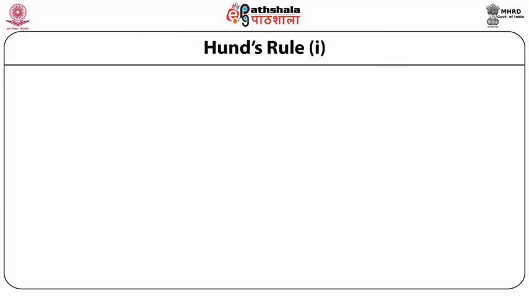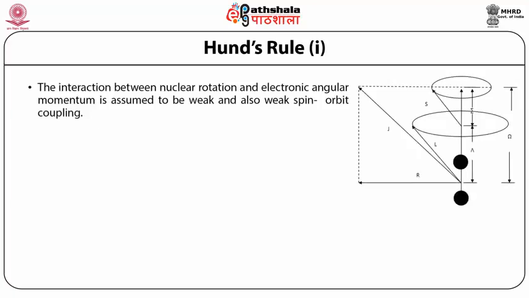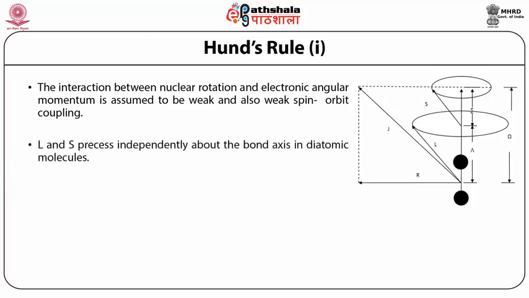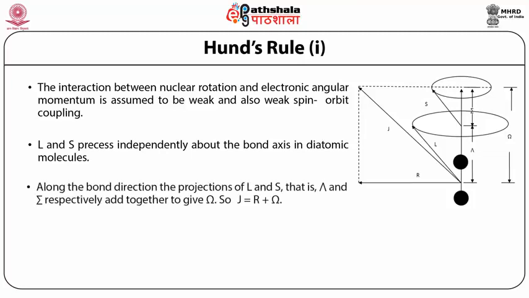There is Hund's rule 1. The interaction between nuclear rotation and electronic angular momentum is assumed to be weak, and also weak spin orbit coupling. L and S precess independently about the bond axis in diatomic molecules. Along the bond direction, the projections of L and S, that is lambda and sigma respectively, add together to give omega, so that J is equal to R plus omega. The figure is self-explanatory to show the origin of omega.